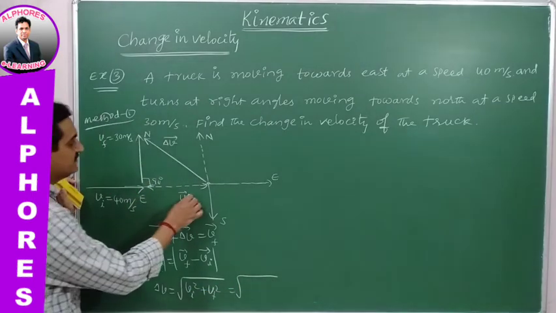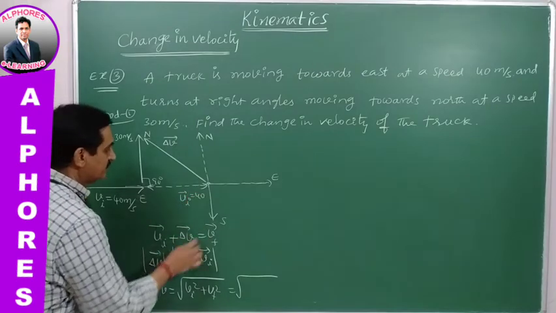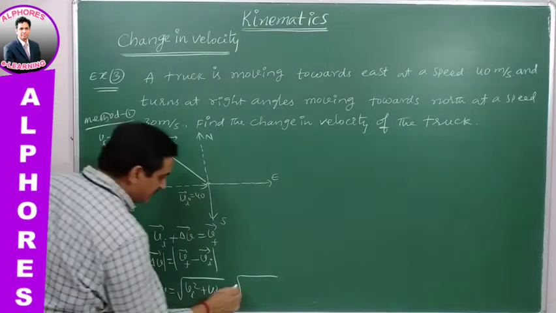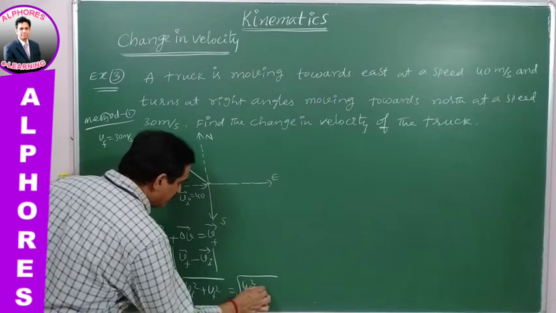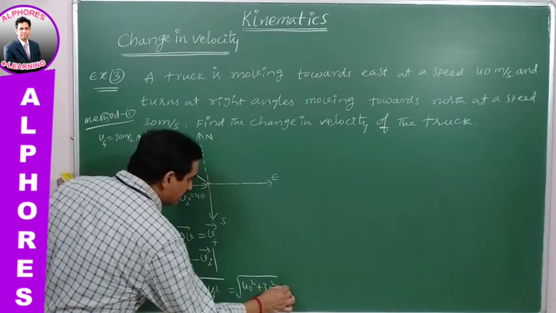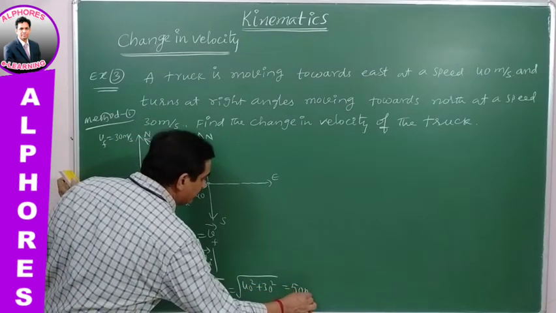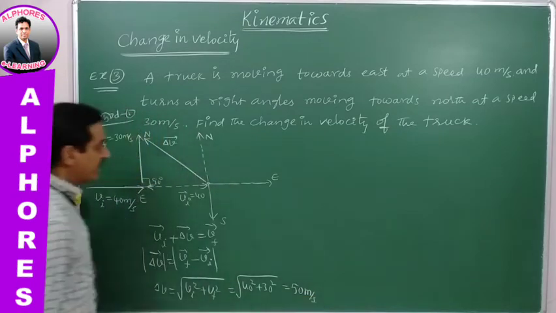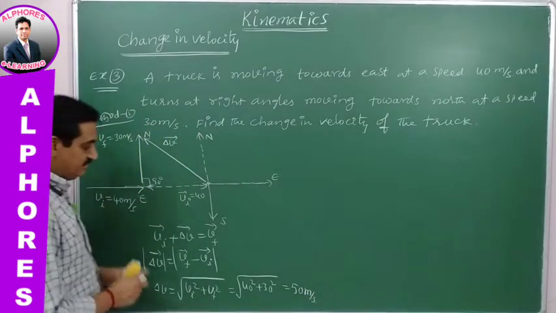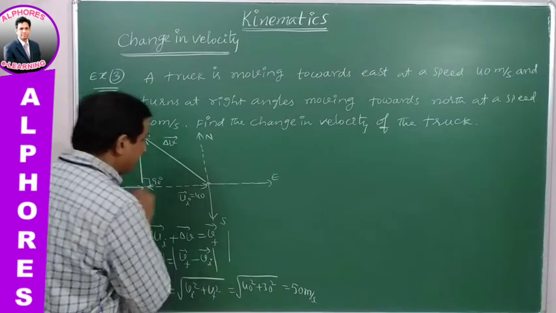See, the initial one is how much? 40, and final 30 meters per second. So 40 square plus 30 square, you will get 50 meters per second as the magnitude of change in velocity. Okay? Right. Direction.